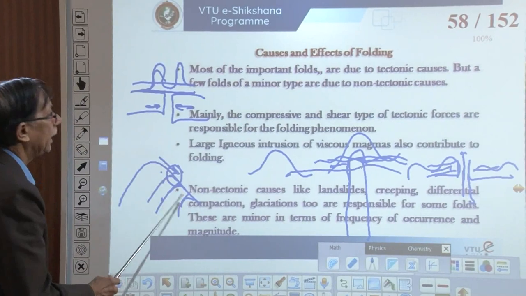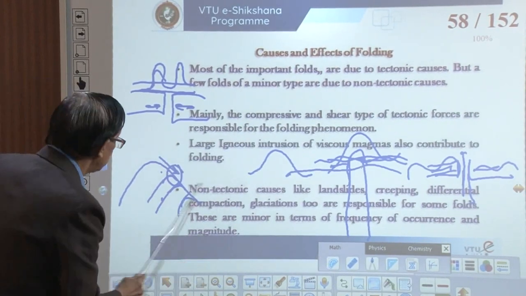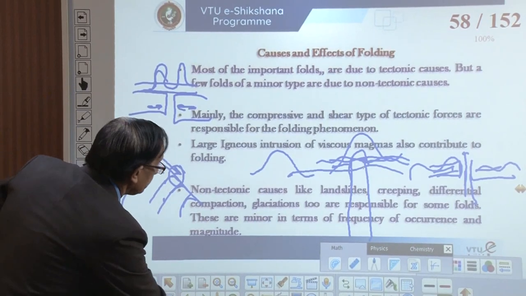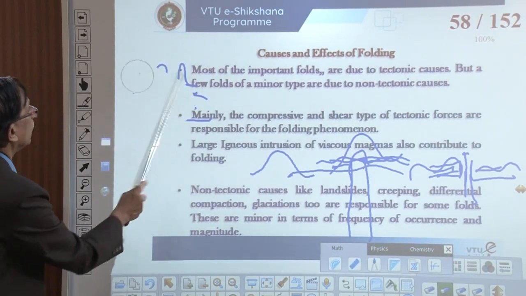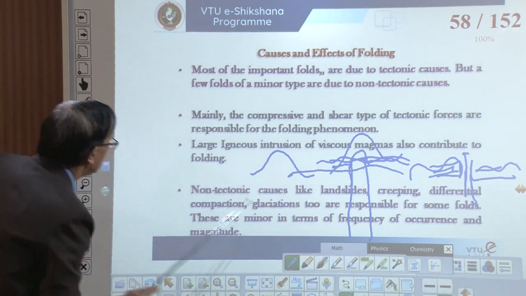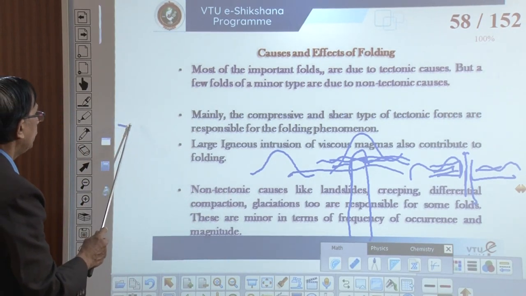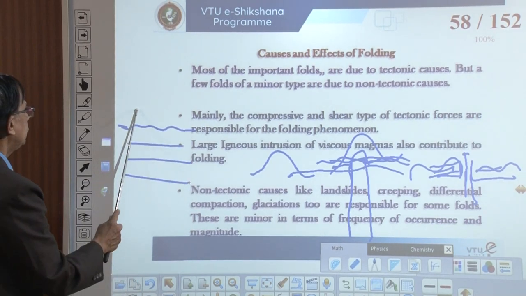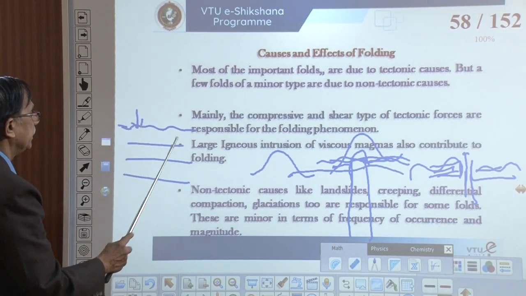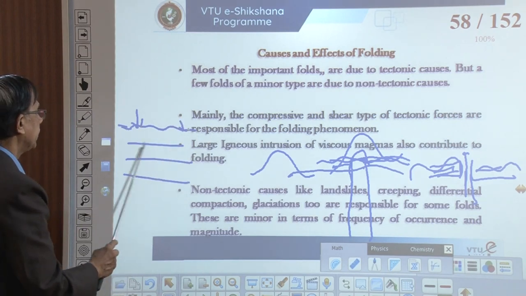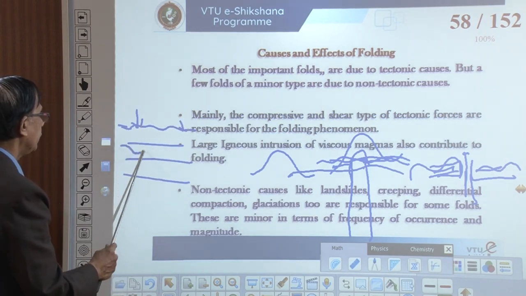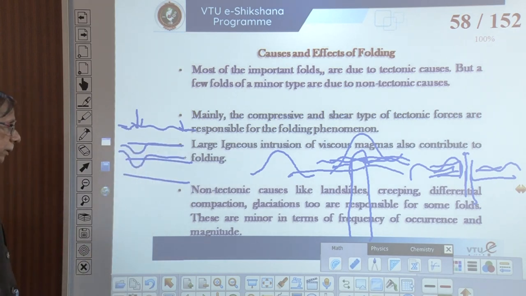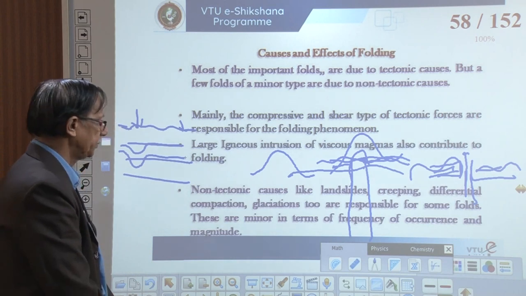Non-tectonic causes include even a landslide, which I just mentioned, creeping, and differential compaction. So we have the ground, with different rocks. Due to some reason there is a high load here, and due to some reason the load is not there. When subjected to load, they may be like this, they may be like this. This is the effect of loading, the compaction effect.